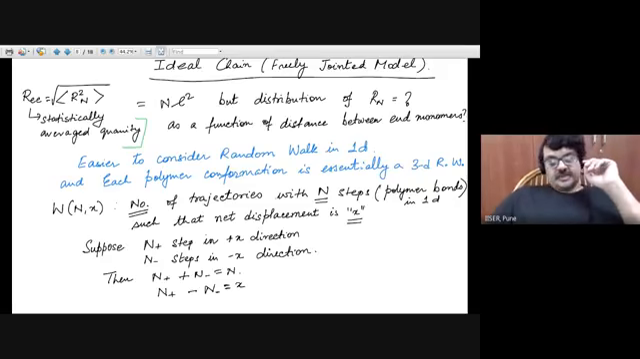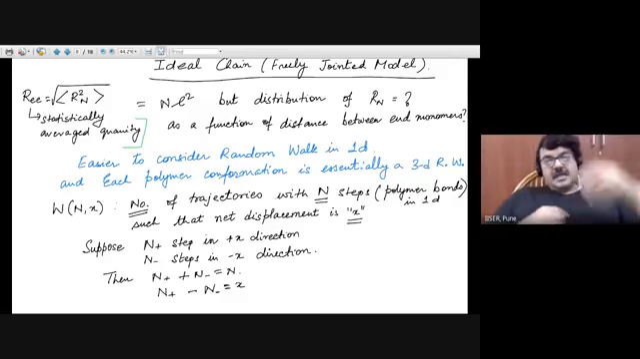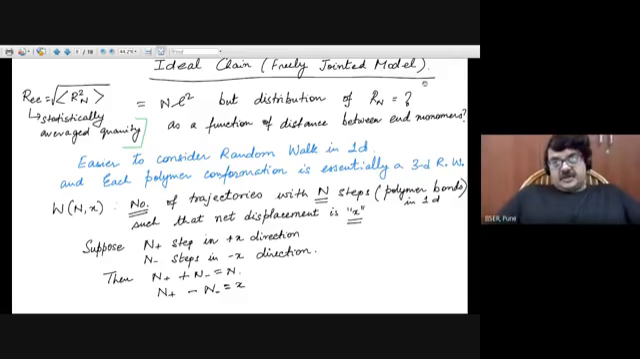Like, suppose a fully stretched chain, which would have an end-to-end distance of n times b, right? So that end-to-end distance, we'll see, has a very low probability, whereas a more coiled conformation has a higher probability. So we are now not only looking at the mean, but the distribution of this end-to-end distance, right?